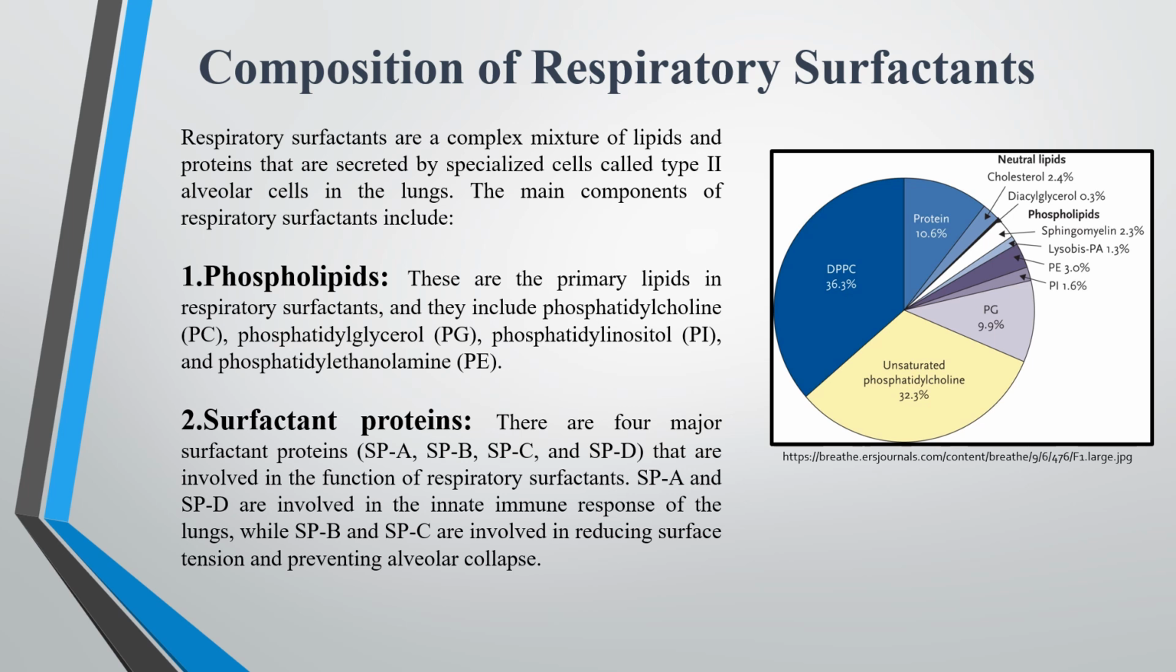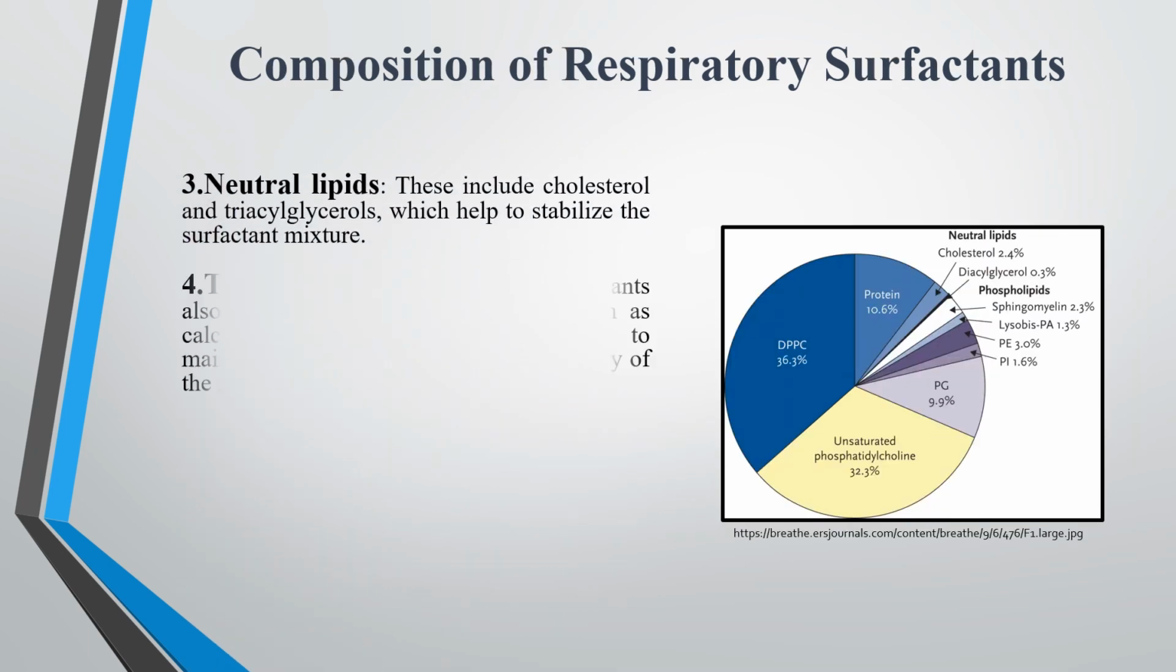Surfactant proteins, including SP-B, SP-C, and SP-D, play a variety of roles in respiratory surfactants. SP-B and SP-C are hydrophobic proteins that are involved in reducing surface tension at the surface of the alveoli. SP-A and SP-D, on the other hand, are hydrophilic proteins that are involved in the innate immune response of the lungs. SP-A and SP-D are members of the collectin family of proteins, which are involved in recognizing and binding to pathogens and other foreign substances.